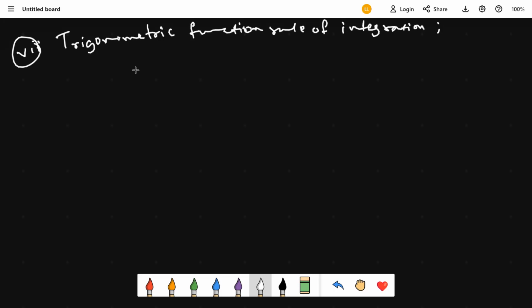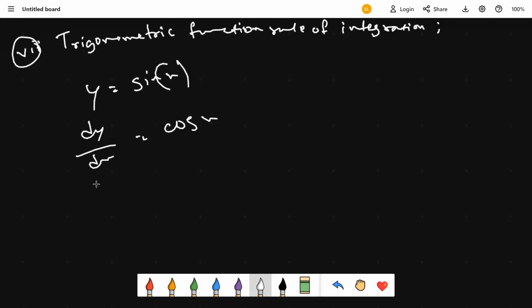Now, the trigonometric function implies a similar concept as we have learned in differentiation. Let's recall the portions from our differentiation part. We have y equals sine x. That means differentiating this, dy by dx, gives us what? Cos x. And let's say y equals cos x. Differentiating this gives us what? Negative sine x, isn't it?